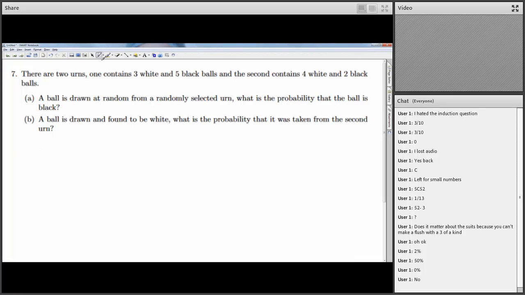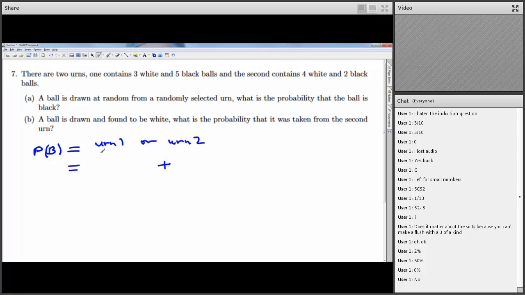So let's just try to think about this one. What's the probability that the ball's black? Well, first of all, we've got two situations happening. Either you've got urn 1 or you've got urn 2 being used. These two cases are mutually exclusive, and so when you've got a probability of one or the other, when they're mutually exclusive, it just becomes a plus. So it's going to be one probability plus the other one.